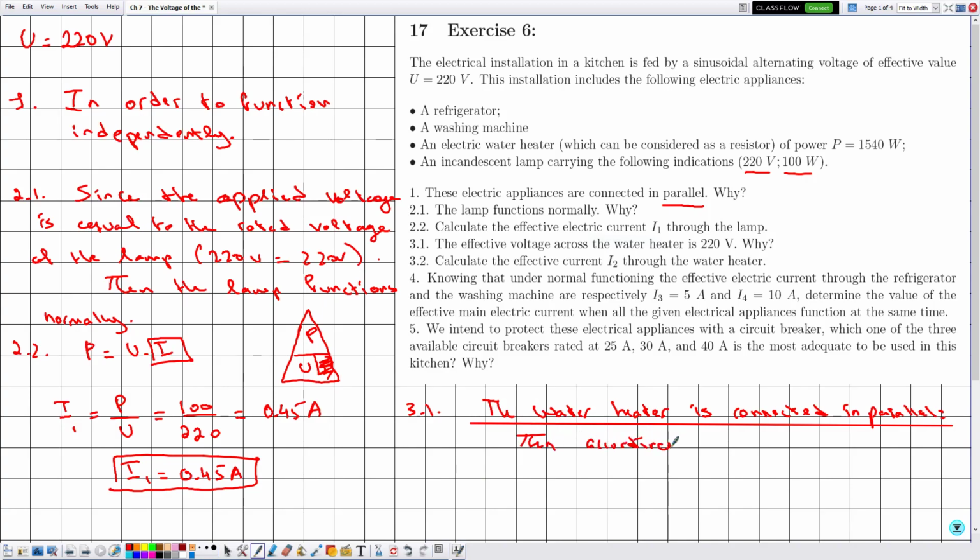Then according to the law of uniqueness of voltages, it has the same voltage, and it's given by U equal to 220 volts.